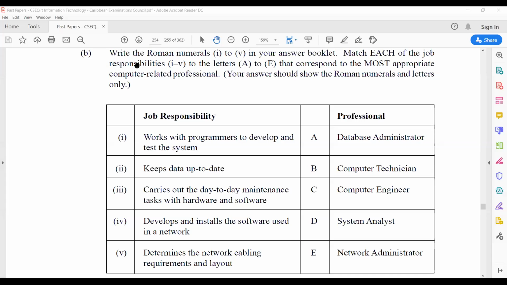It reads as question part B. It says write the Roman numerals 1 to 5 in the answer booklet, match each of the job responsibilities to the letters A to E that correspond to the most appropriate computer-related profession. So what you're going to do is look at the responsibility and then match the professional that suits or will have that responsibility. Take 5 minutes and see if you can attempt this question.